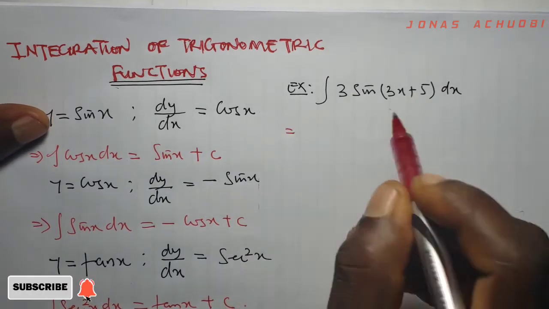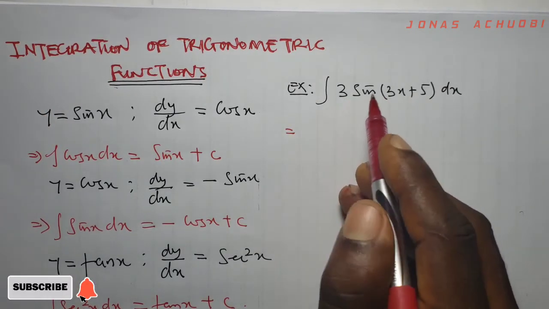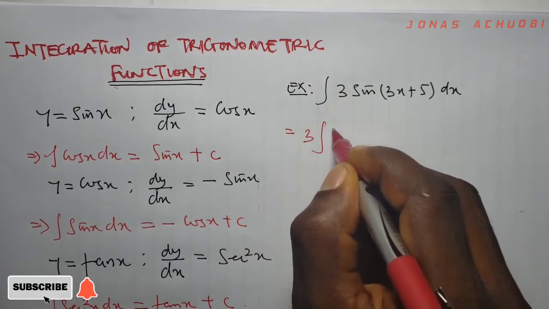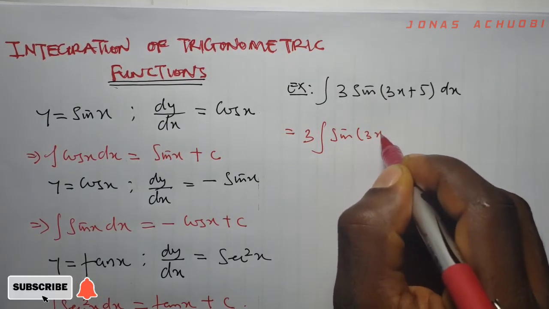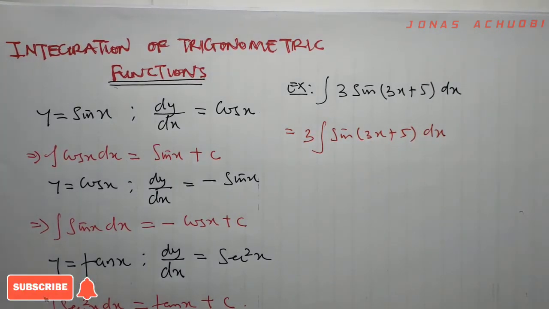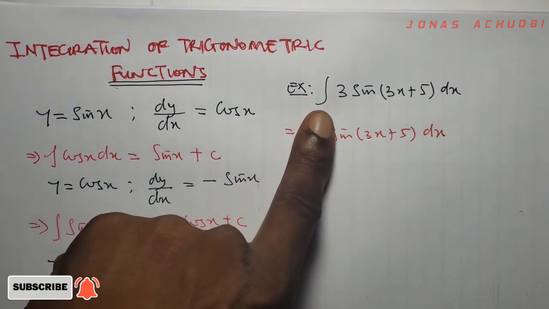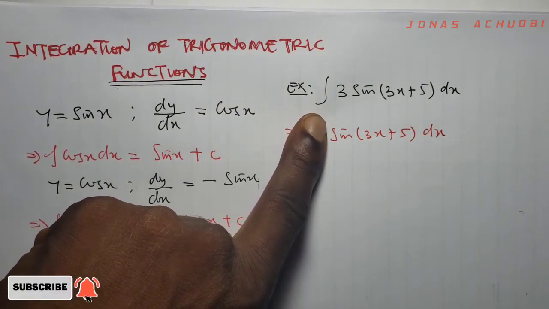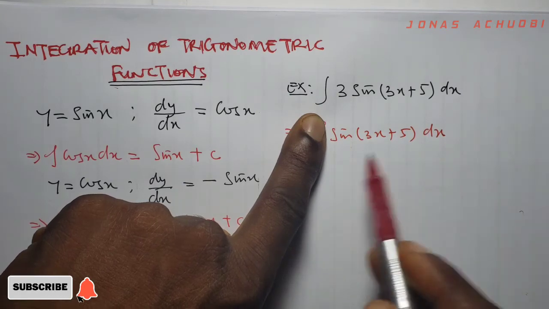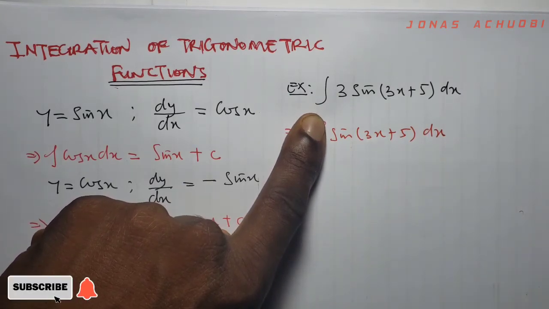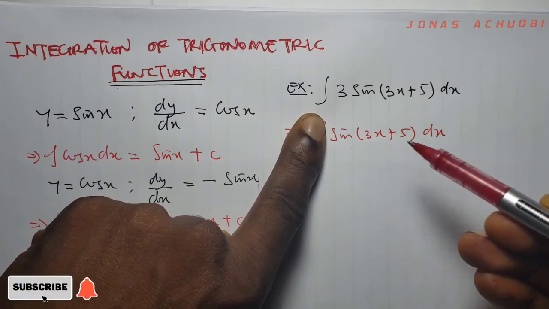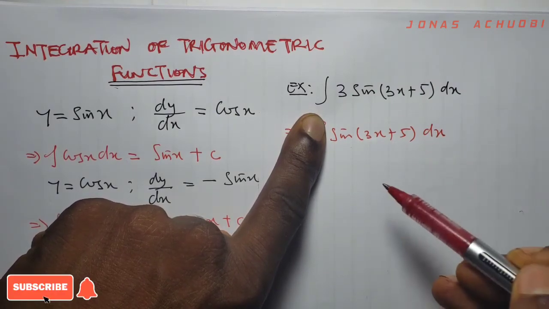So how do we start? 3 is a constant, and I always like to take my constant out. So 3 times the integral of sine of 3x plus 5 with respect to x. Now, let's imagine that this problem was that of differentiation. We have sine of 3x plus 5, and you're asked to differentiate this function. What would you have done? We would have used the chain rule, or what we call a function of a function.